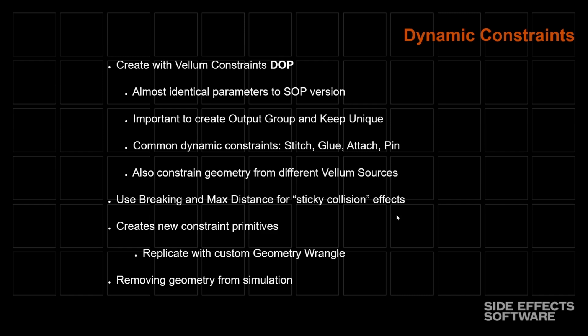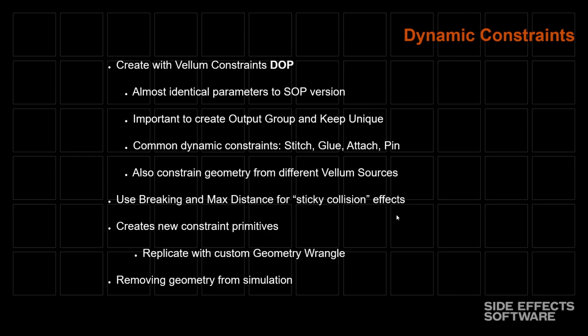With the dynamic constraints, it's particularly things like stitch and glue and attach to geometry. If you use them in concert with breaking and max distance, you get sort of sticky collision effects. So you'll get constraints that only get created when geometries are close to each other. They'll hold the geometry together, but then once the stress builds up, they'll break, and it makes this kind of sticky collision. And we'll see some examples of that.